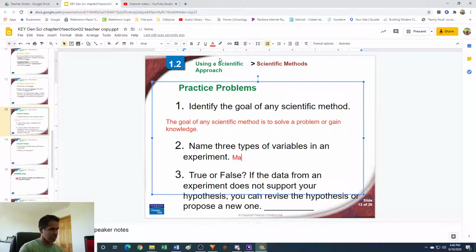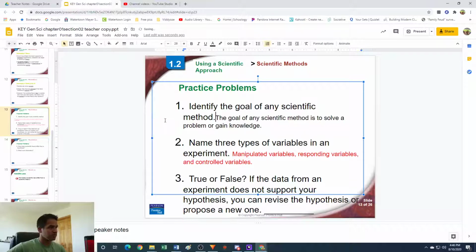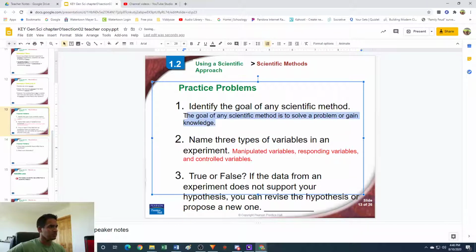Okay, so we have manipulated variable, responding variable, and controlled variable. I guess we'll go variables, plural. There we go. Let's see if we can shift this up maybe just a smidgen. There we go. Let's turn that back red. There you go. We're losing some space here.